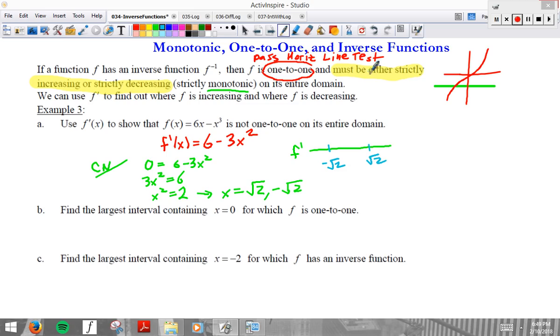Could f prime ever be undefined? Why or why not? You should be able to answer this question by now. F prime cannot be undefined because f prime is a polynomial and they're nice functions. So that's it, just those two critical numbers. What do we do next? We're going to test the sign here.